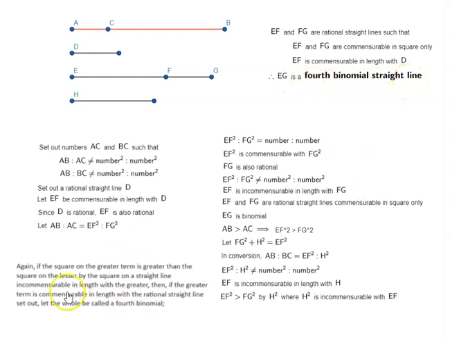So now let's go back to our definition. If the square on the greater term, now here EG is the fourth binomial, so let's look at EG, which is divided into its terms at F. So if the square on the greater term, EF square, is greater than the square on the lesser by the square on a straight line incommensurable in length with the rational straight line set out, that is D. Here, if H is incommensurable with EF and EF is commensurable with D, that means H is also incommensurable with D. Let the whole be called a fourth binomial.